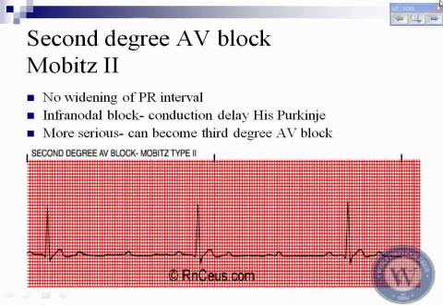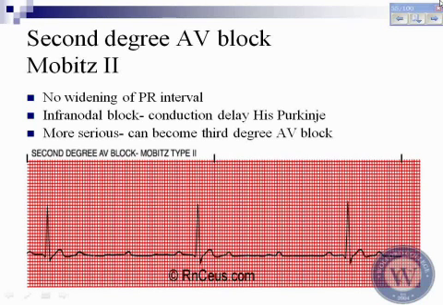As for this one, it's a different story. This is second-degree AV block. Okay? What you see is no widening of the PR interval. Instead, you just get a loss of signal. Okay? It's showing you that it's an infranodal block. Okay? And it's much more serious because it can become a complete third-degree AV block, a complete third-degree heart block. Okay? So this is much more serious.